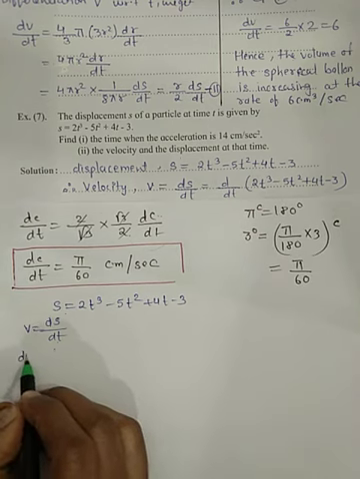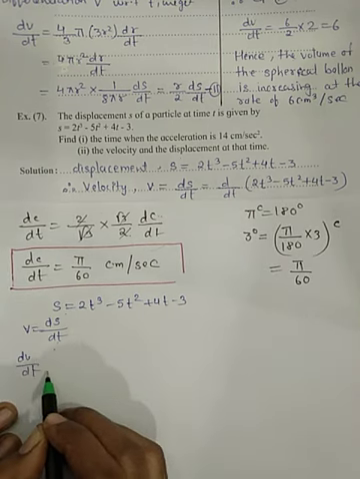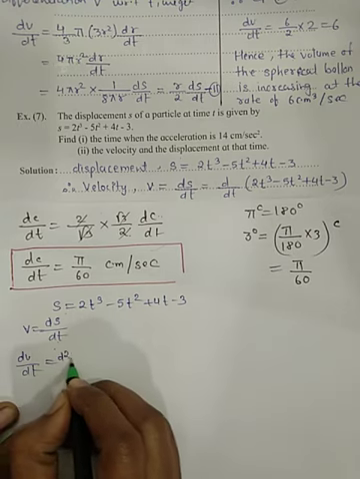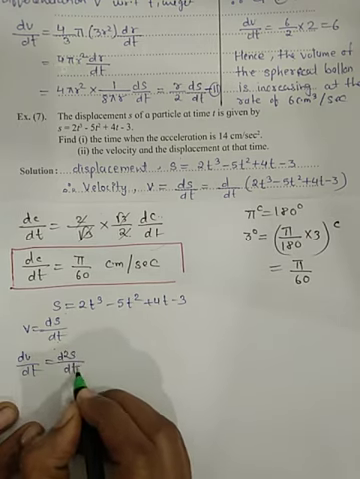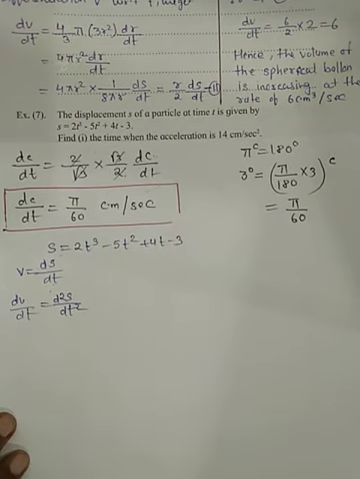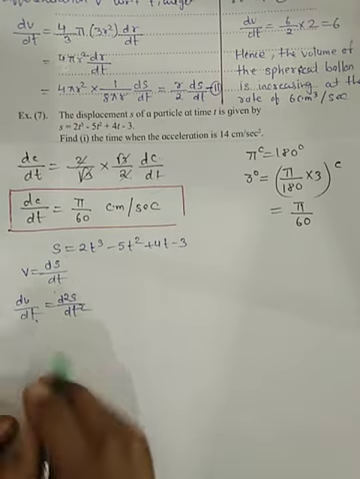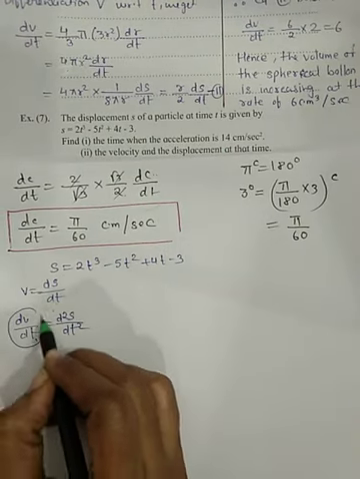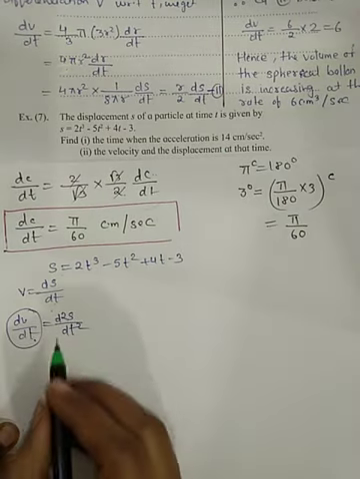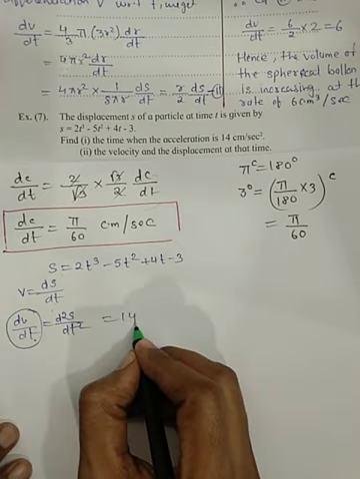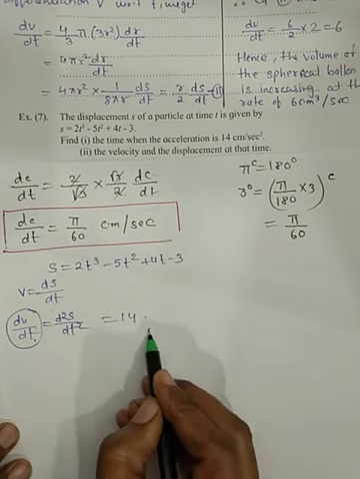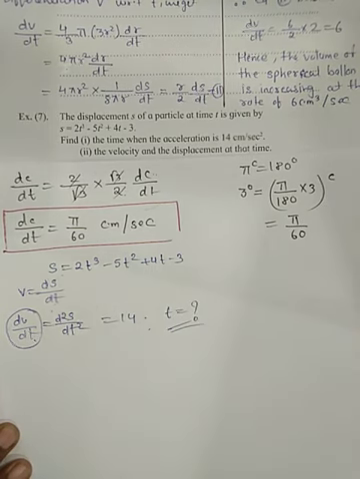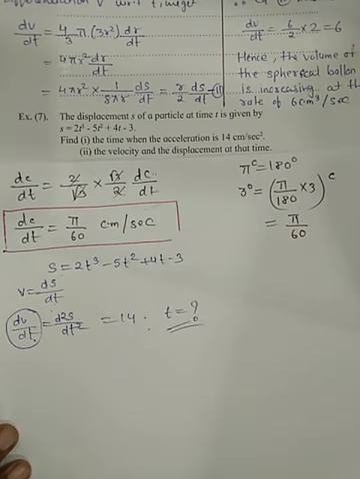That means we will find dv by dt, rate of change of velocity. And this is nothing but the second derivative of displacement. Both are one and the same thing. Getting my point? You will find dv by dt, and you are given that acceleration is 14. That means whatever dv by dt you will get, you will put dv by dt equal to 14, and by substituting 14 for dv by dt, you will find the corresponding value of t. This is what they are asking for.